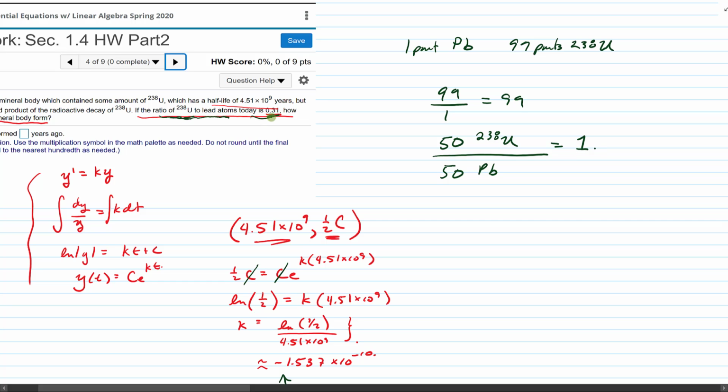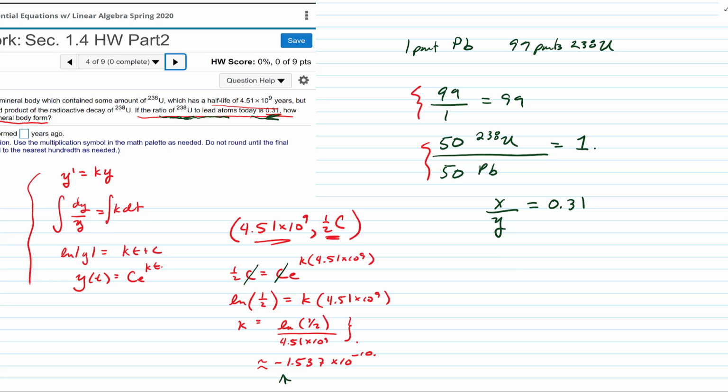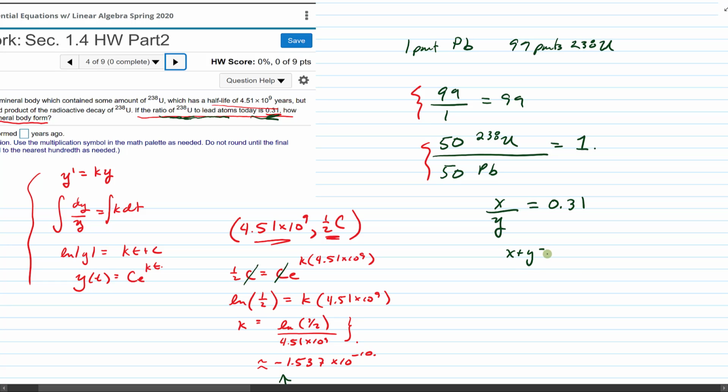Well, we're told that currently the ratio is all the way down to 0.31. So we've got X units of uranium-238 to Y units of lead, and that comes out to be 0.31. But also, in the way I thought of this, I'm doing parts out of 100, and so I'm adding the other requirement that X plus Y must always equal 100.